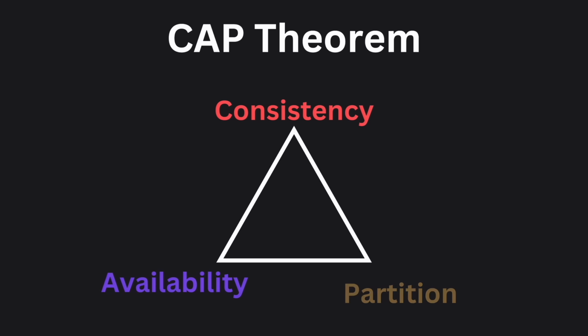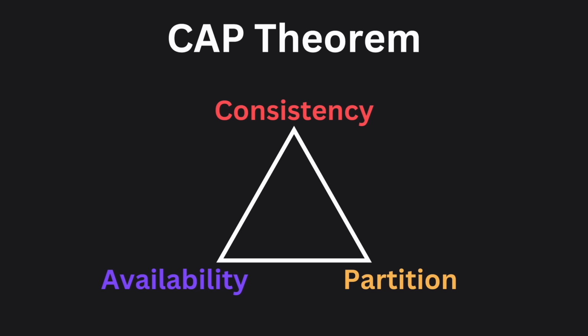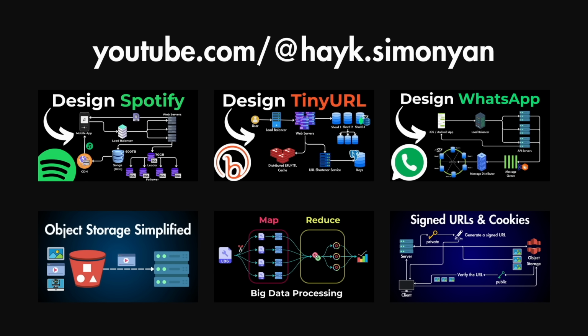In all cases, you should remember the CAP theorem, which states that you can only have two of these three: consistency, availability, and partition tolerance. When designing a system, you should prioritize two of these based on the requirements that you have been given in the interview.